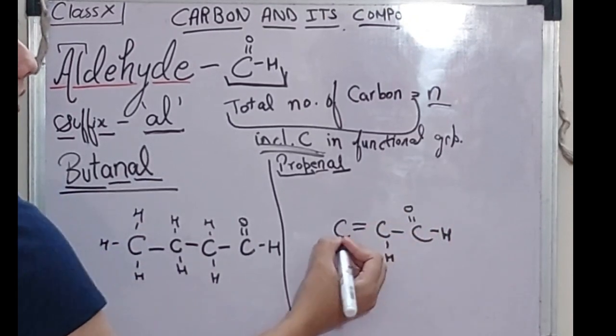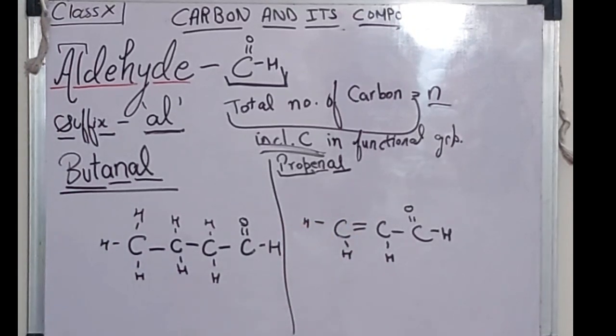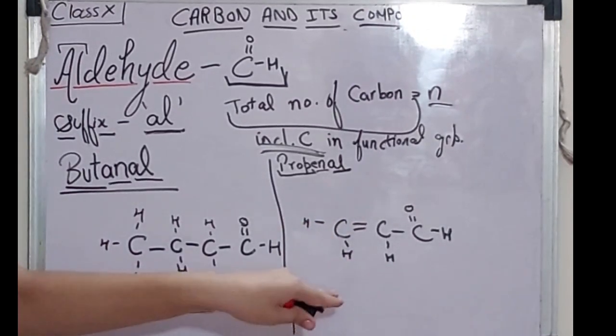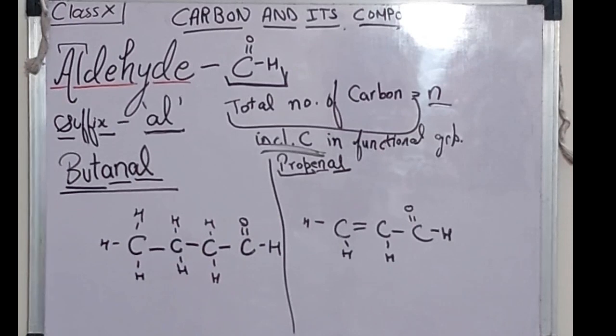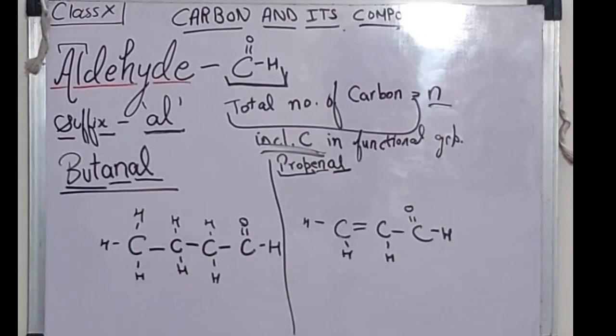Hydrogen 1, 2, 3, 4. This is how propanol looks. Always after drawing the structure, check carefully if the valency of carbon is completed or not. Okay, I hope this much is clear. Now, aldehyde is crystal clear.